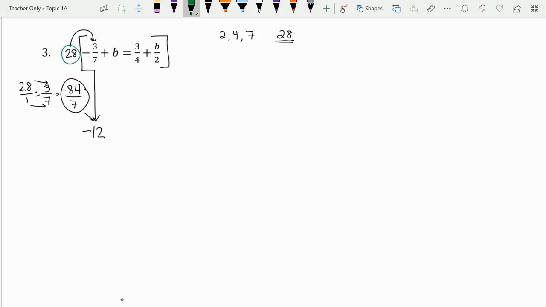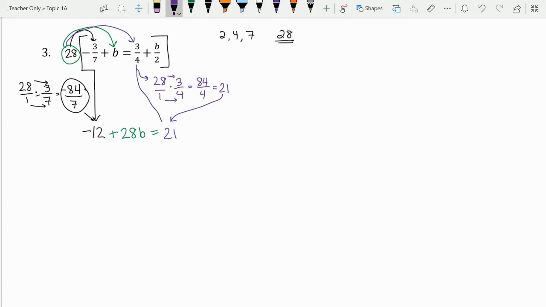Now I'm going to multiply 28 times b. So plus, it's going to be 28b equals, I'm going to multiply 28 times 3/4. So I'm going to show that here. We're going to do 28 over 1, and we're going to multiply across. So 28 times 3 is 84. 1 times 4 is 4. And 84 divided by 4 becomes 21. So therefore, 28 times 3/4 becomes 21.